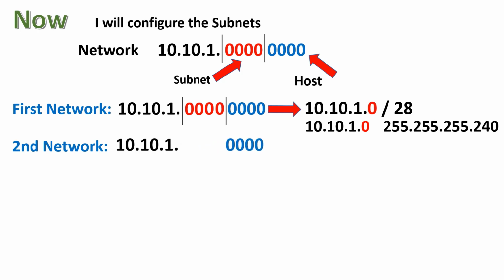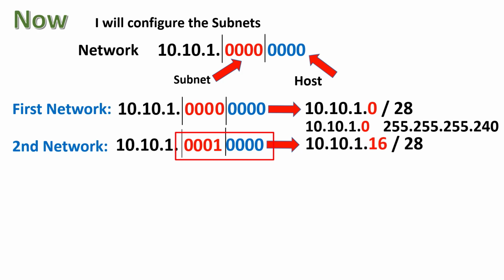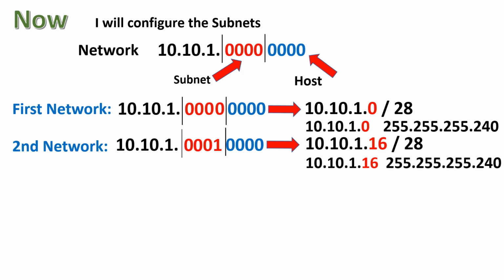As for our second network, we do the same. Our IP address, we write down the host portion, but we don't touch it. We draw 2 lines here to work on the subnet for our second network, and we put a 1 in the first bit of our subnet portion, and we fill the rest with zeros, as you can see here. When we convert this from binary to decimal, this gives us the value of 16. So the second network is 10.10.1.16/28, 10.10.1.16 with a subnet mask of 255.255.255.240.